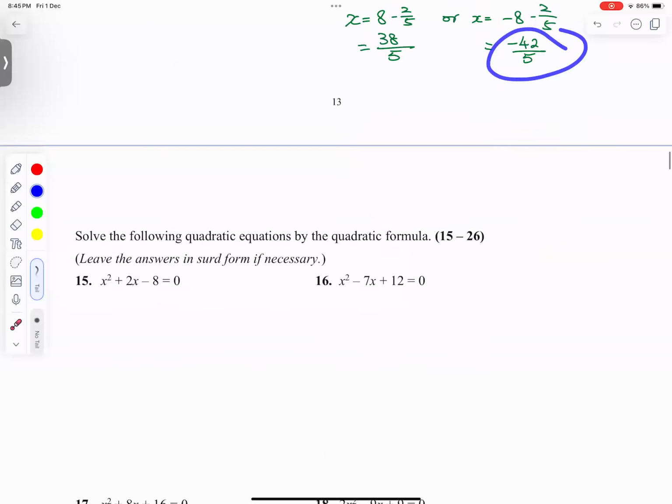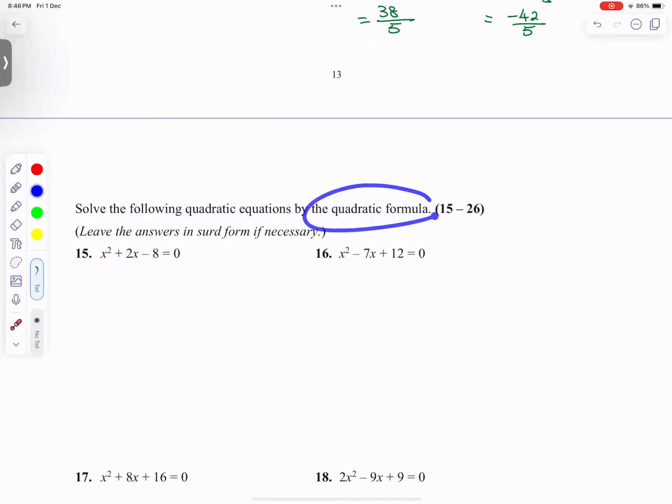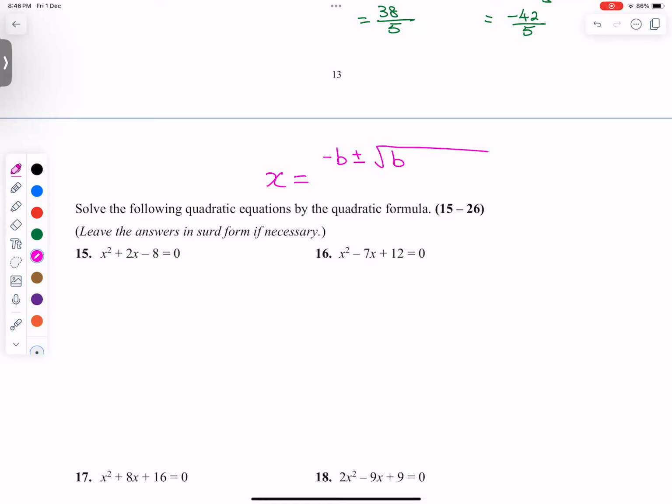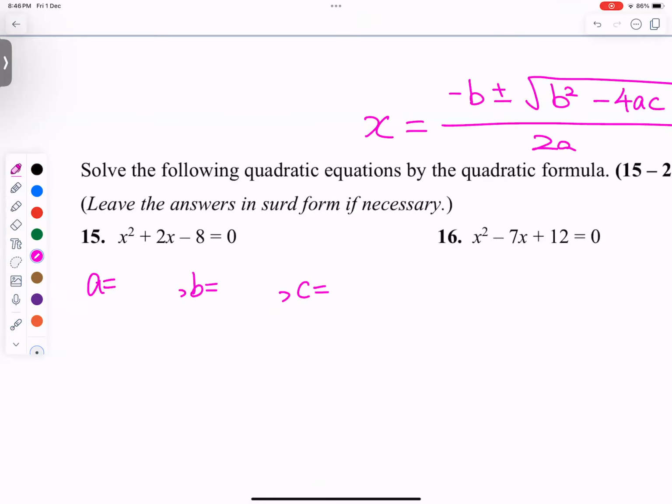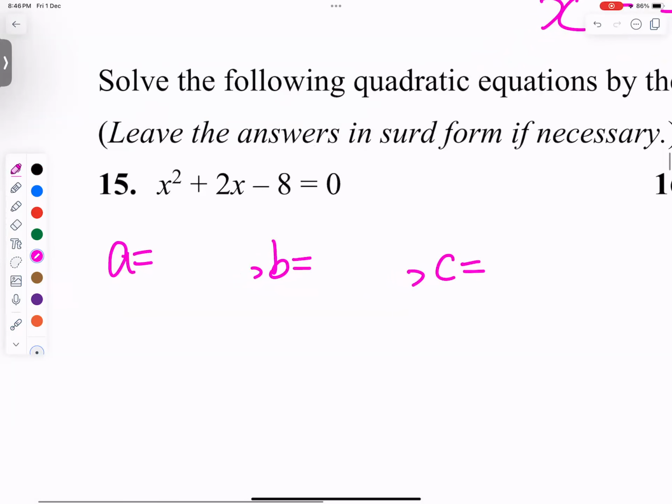Now we come to the very main topic of this whole chapter, the main idea. Quadratic formula. If they ask you to use this, you need to remember the quadratic formula. X equals negative b plus minus square root of b squared minus 4ac, over 2a. Before we do that, you need to figure out what our a, b, and c's are. Try for this question. What's our a? A1, B2, C negative 8.